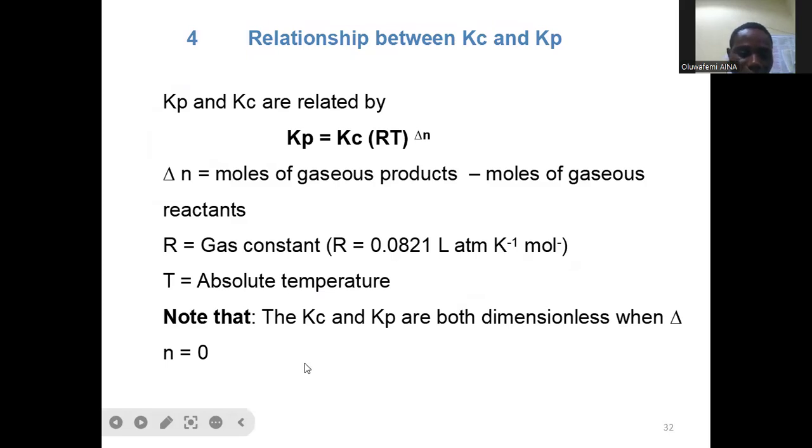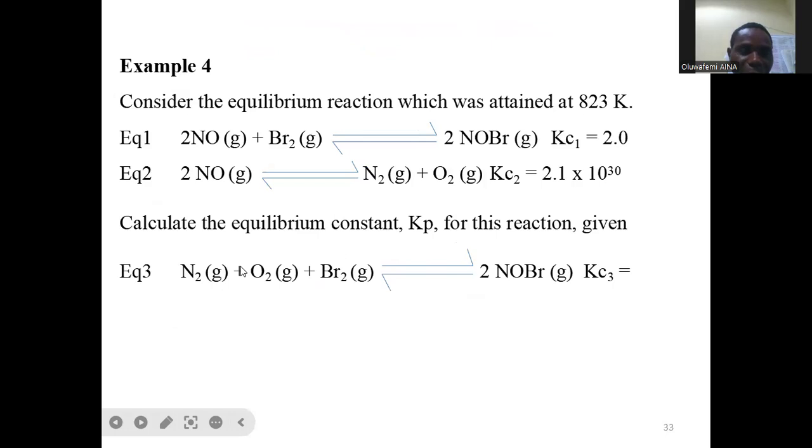Having said that, we have an example here. We treated this example in class, but let's look at it again briefly. Here you have your equations 1, 2, and 3. You have to consider the equilibrium reaction attained at 823 Kelvin. This is far above absolute zero temperature. Equation 1 is 2 moles of nitrogen monoxide reacting with bromine gas to give you nitrosyl bromide.